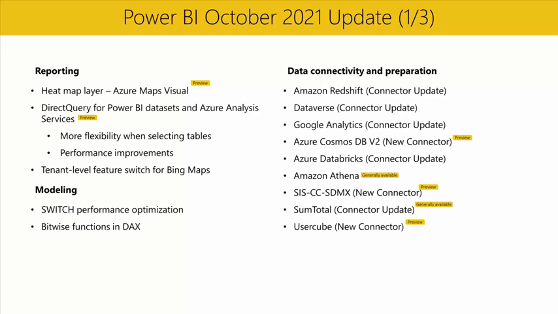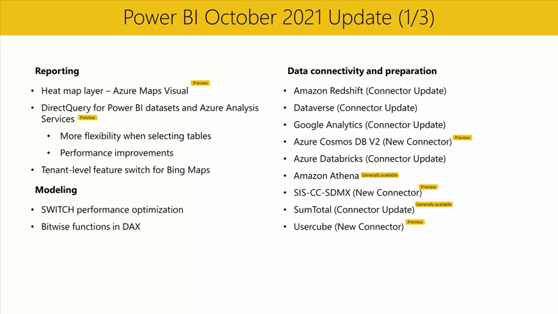Next, we've updated the Dataverse connector to support environment discovery. Users will be able to view a list of environments that they have access to, instead of being required to specify an environment URL. We've also updated the Google Analytics connector to use v4 APIs. Additional features in this update include improved API reliability and exposure of additional dimensions and measures not available in v3.